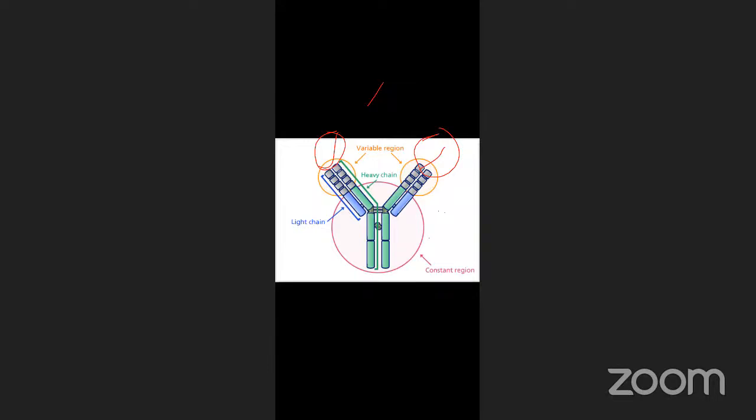In the previous picture, I have not mentioned the classical pathway system. Just wait for a minute.